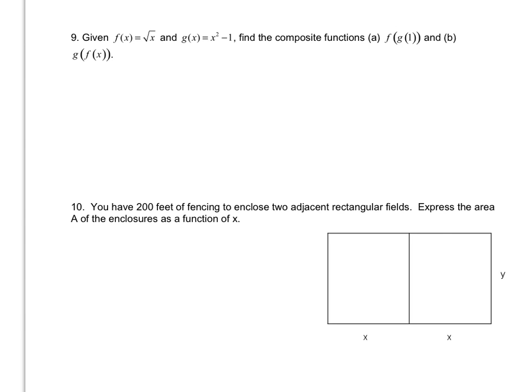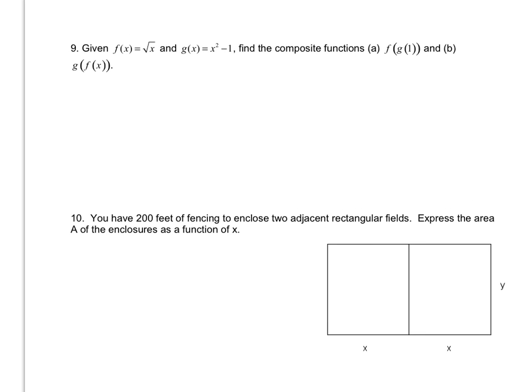Number 9 is working with composite functions, and those are kind of fun to work with. They're just nested functions, and you always work from the inside out. So, on this part A, we want f of g of 1. So you're going to work with this one first. So g of 1, you go into the g function only with a 1. And 1 squared minus 1 is 0.